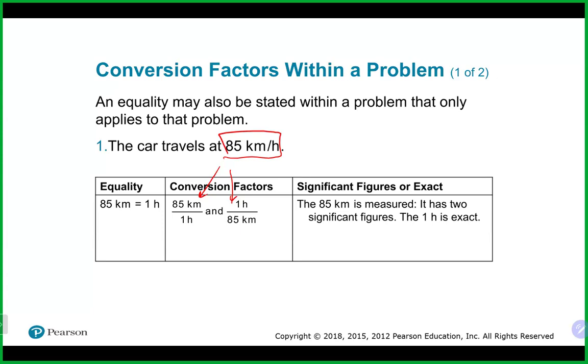So there's really two situations where you probably would have to take into account a conversion factor, one being a metric to English conversion, or another one would be a situation like this where the actual problem gives you a specific conversion that's specific to that problem.